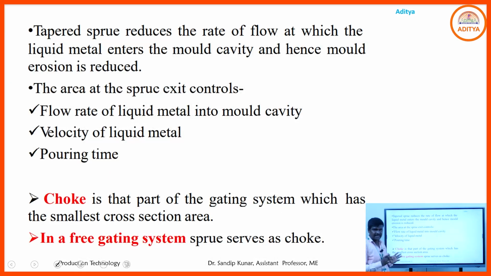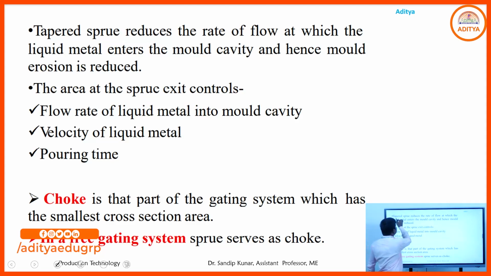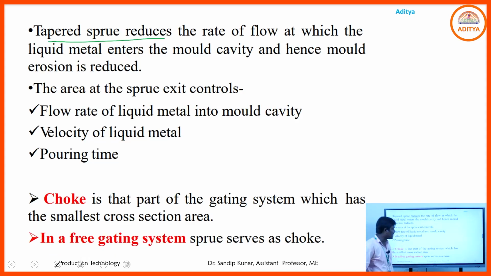In the case of a taper type shape of the sprue, it reduces the turbulence in the flow. It maintains the smooth flow, the uniform flow, meaning laminar flow. Due to the laminar flow of the liquid molten metal, it does not erode the inside surface of the gating system. Okay, and that's why we follow the taper type sprue shape. Also it reduces the flow velocity of the molten metal.